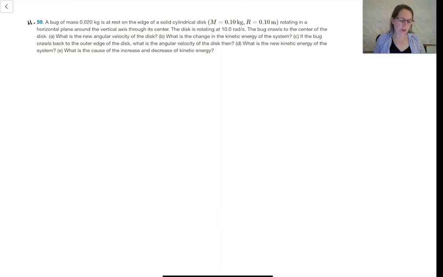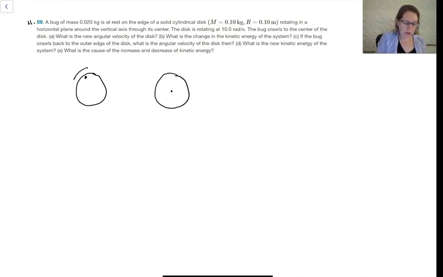Here's a problem from chapter 11 where we've got a bug on a platter. So this is top view. Here's the bug, and the bug goes to the center, walking along the surface of this platter. Initially the platter was rotating at, say, 10 radians a second. And the question is, what's the final rotation rate, the angular speed?